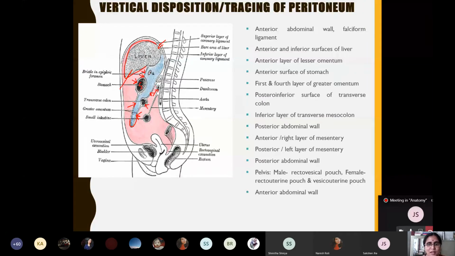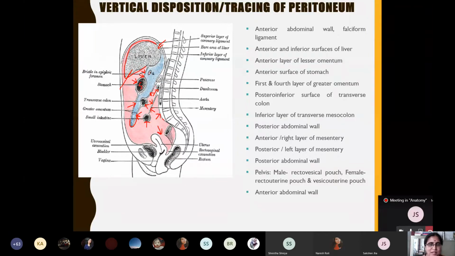Then it lines the, which wall is this? Posterior abdominal wall. And from there it is reflected as a peritoneal fold known as mesentery. Which layer of the mesentery? Anterior or right layer. Then it invests the small intestine and continues as a posterior or the left layer. Then again reflected back to the posterior wall of abdomen. From there it enters into the pelvis.